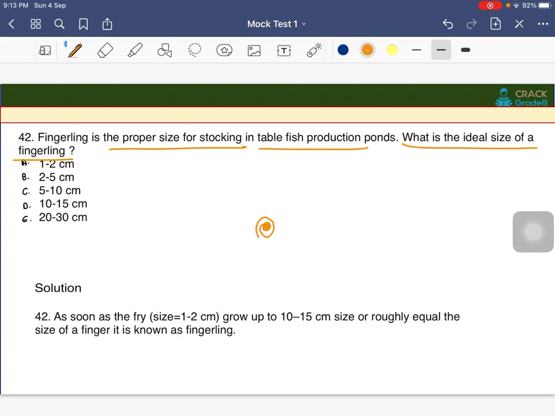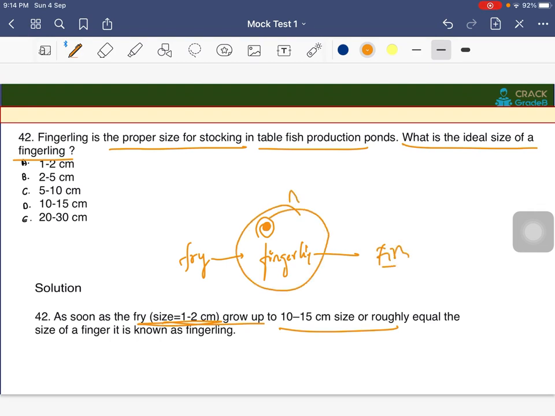Therefore, one option will be a size of 1 to 2 centimeter. As soon as the fry becomes 1 to 2 centimeter, it grows up, this is a fry, next to fingerlings, then to fish. The fingerling size will be 10 to 15 centimeter, while this is 1 to 2 centimeter. We can expect more size in the fish. Therefore, 10 to 15 centimeter is the ideal size for fingerlings.